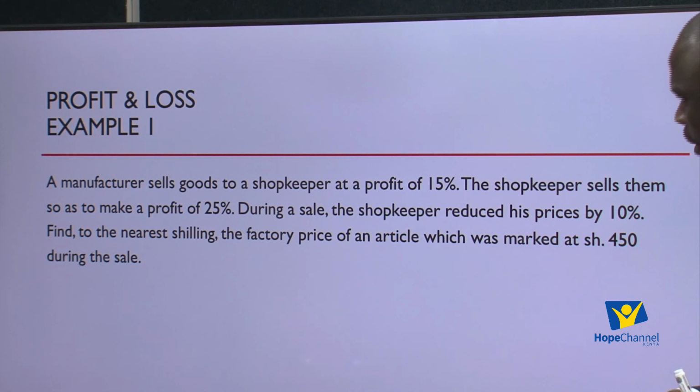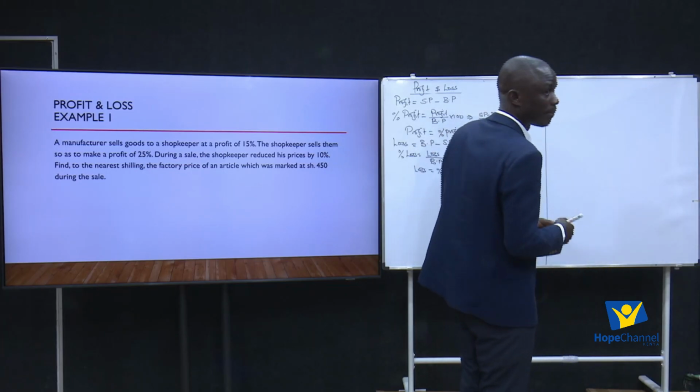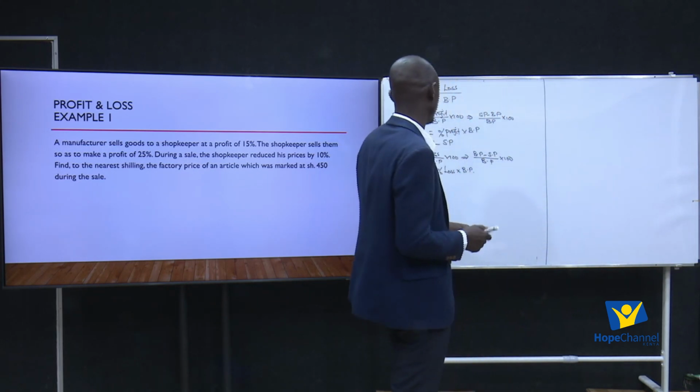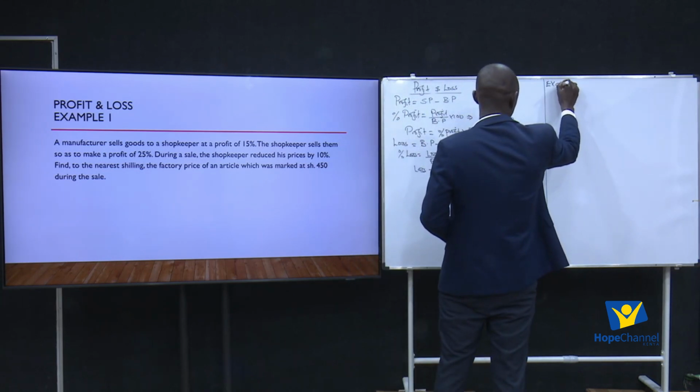During a sale, the shopkeeper reduced his prices by 10%. Find to the nearest shilling the factory price of an article which was marked at 450 shillings during the sale. That is a very good example that will help us understand all the key aspects of loss as well as profit. So let me call it example 1, solution.